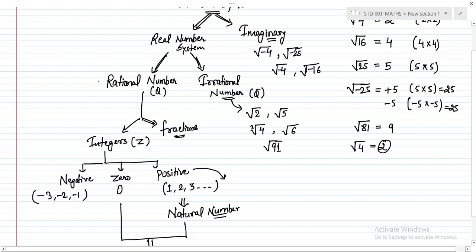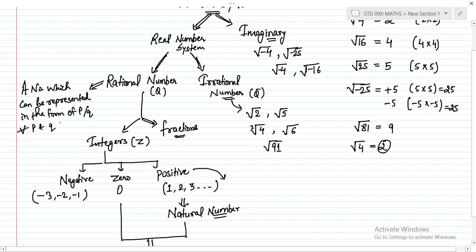So what is the basic definition of a rational number? A rational number is a number which can be represented in the form of P upon Q, where P and Q belong to integers and Q should not be equal to 0.